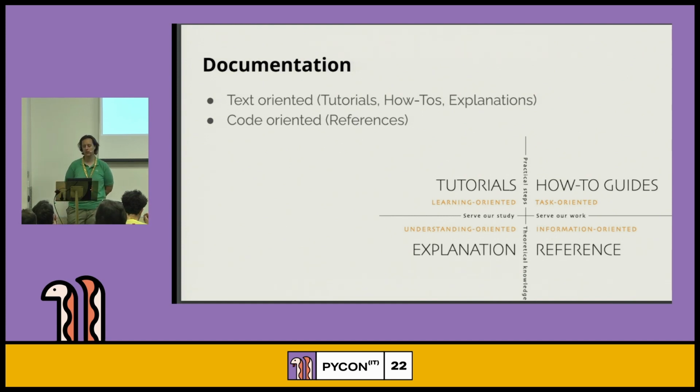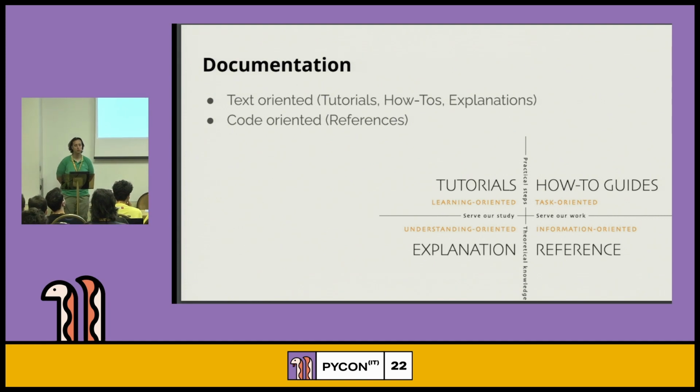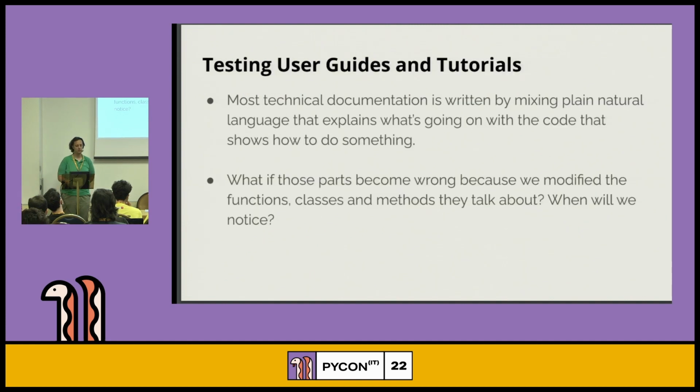The way those kinds of documentation can be grouped at a high level is probably into those that are text-oriented, where the majority of the content is human-readable text, and those that are code-oriented, where the majority of the content is code, in the language that we are using to communicate to the machine. Let's start talking about how we can test the text-oriented ones first, so the documentation for humans.